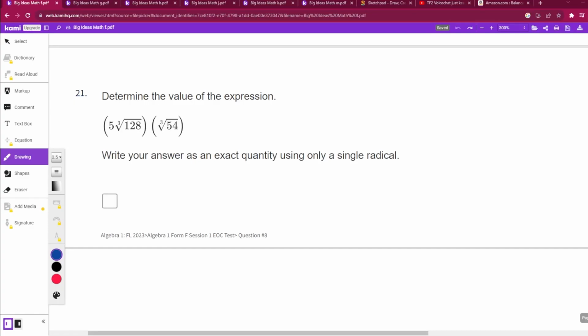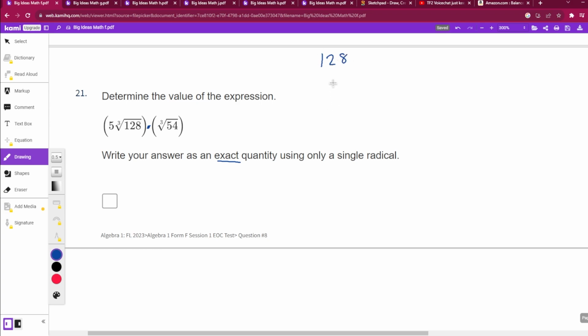On the Algebra 1 AOC, there's a problem to determine the value of this radical expression. So we have 5 times the cubed root of 128 times the cubed root of 54. To simplify this, or to write the answer as an exact quantity, we want to break down 128 and 54 into their prime factors. The way we do that is with a factor tree.